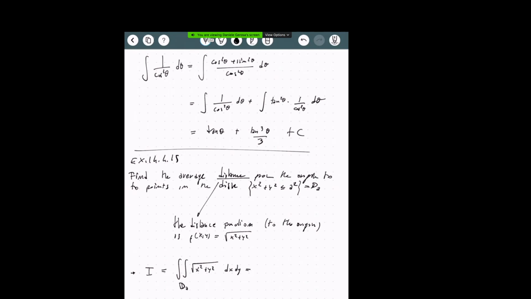Now here we can use the polar coordinates. So we get between 0 and a, between 0 and 2 pi, and this is r times r, d theta dr. So you get 2 pi times a to the power of 3 divided by 3. So this is the integral, but we were interested in the average.